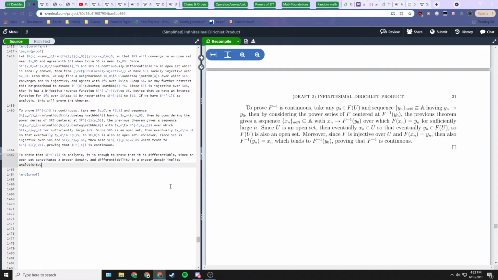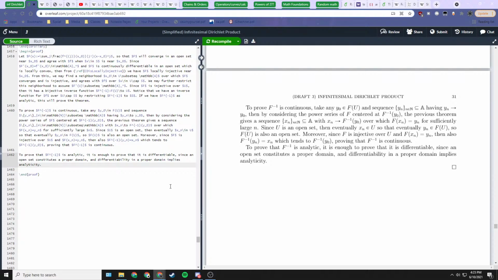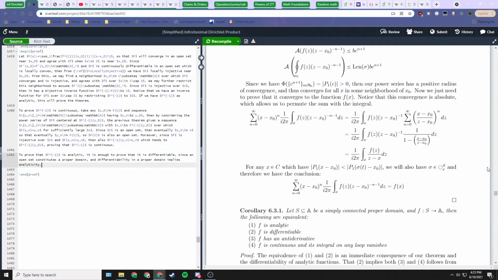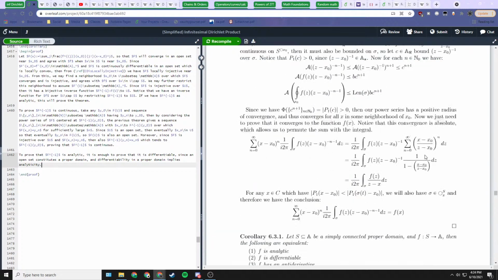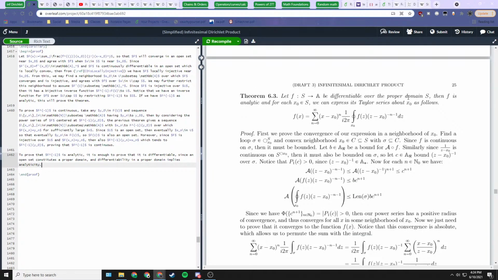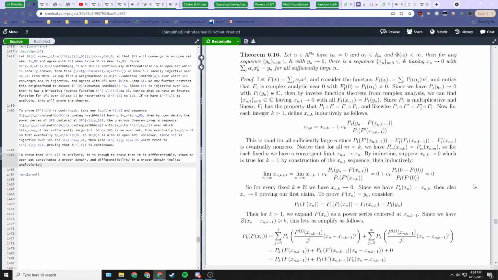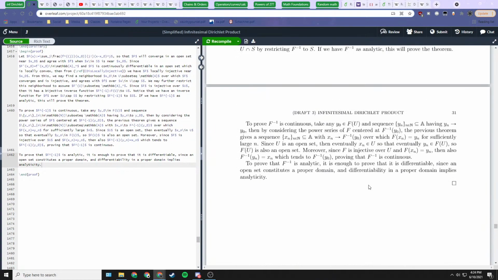Okay, so we just need to prove that it's differentiable. Let me also double check that theorem to make sure we didn't weaken it somehow. Should be fine. Differentiable over proper domain, F is analytic. Okay, that's fine. So where were we? Right down here.